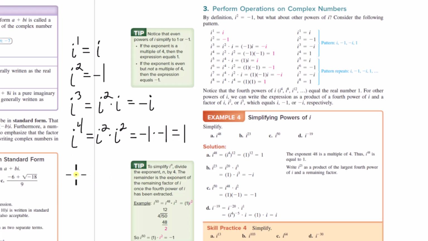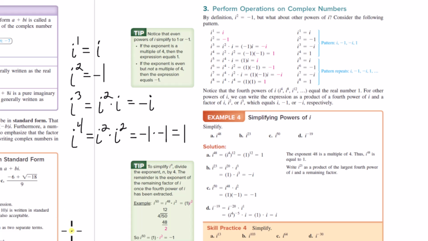Okay, and what we're going to see if we kept going is this pattern is going to repeat forever. I to the 5th is going to be I, I to the 6th is going to be negative 1, I to the 7th is going to be negative I, I to the 8th is going to be 1. And so what we're going to take advantage of mainly is this I to the 4th being equal to 1, and the fact that any power of I that's divisible by 4 is going to be equal to 1.